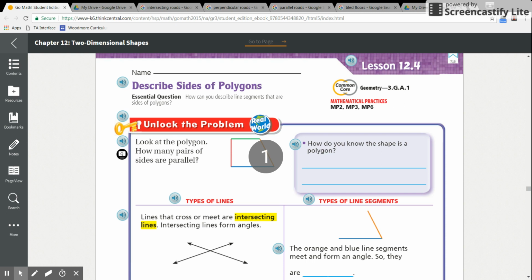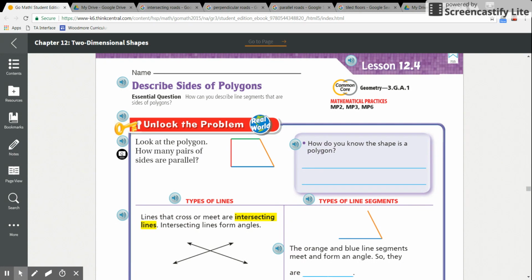All right, this is Mr. Klaus trying to do his very first screencast with lesson 12.4 in the Go Math book. Today we'll be describing the sides of polygons. We've been working all week on learning what polygons are and their characteristics. Today we're going to look at page 715 in your Go Math books.